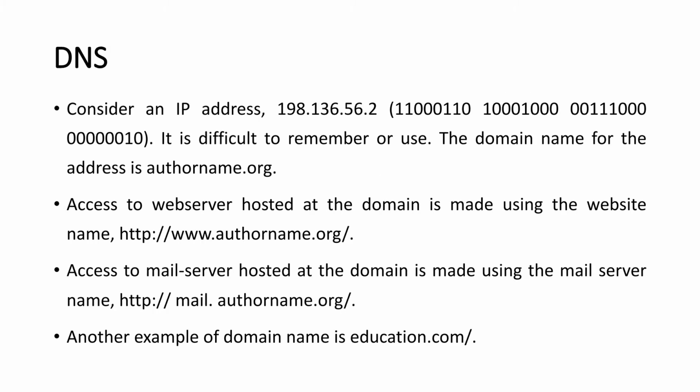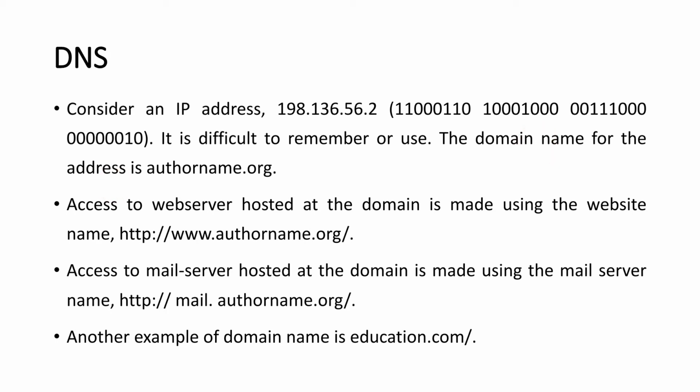Next we are going to see about DNS, which is the Domain Name System. Consider an IP address such as 198.136.56.2. It is difficult to remember this data, so the domain name for the particular address is the author name.